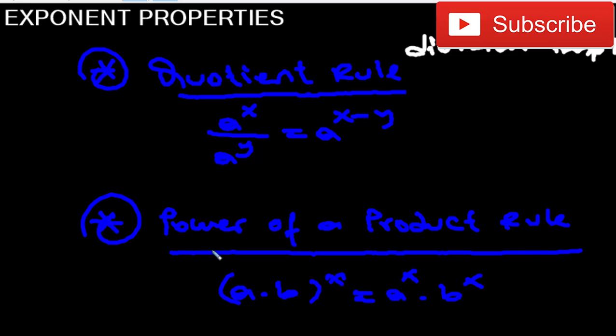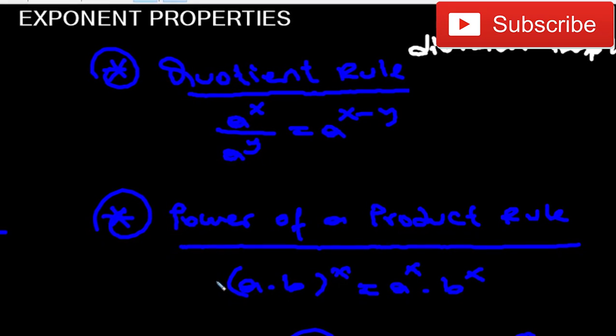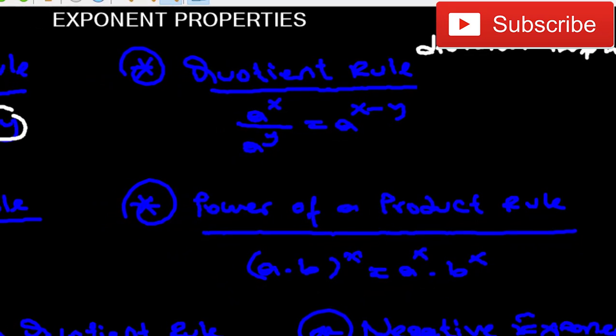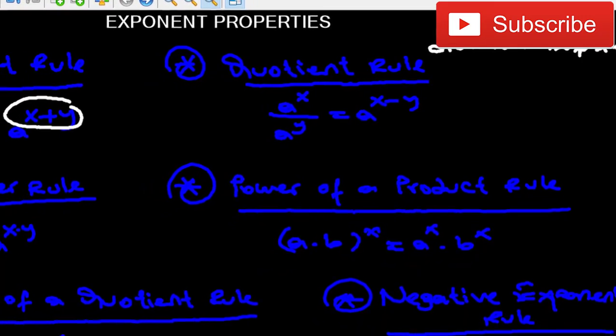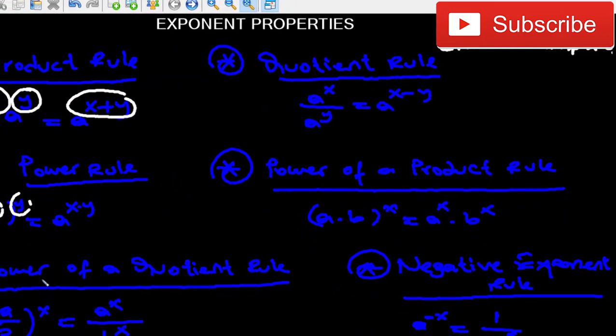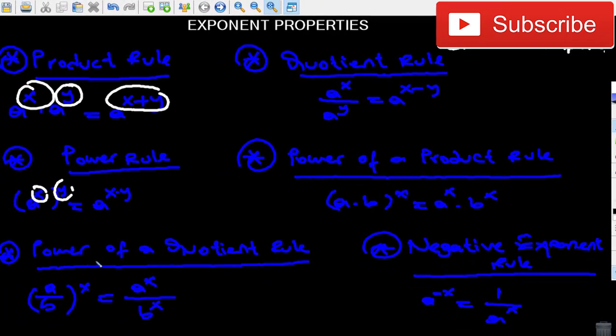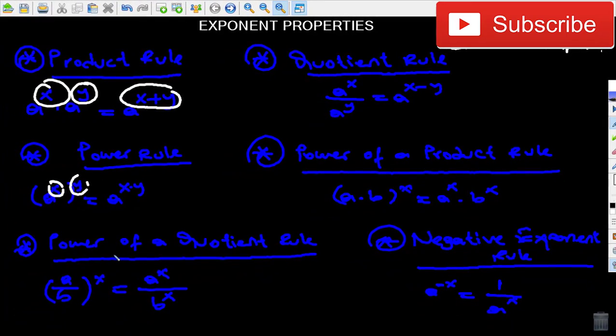In the next property we see the power of a quotient rule. Inside of this parentheses, what we see is two numbers being divided, and this result is raised to the same power, which is x. In this case, we're going to raise each term to the same power separately, and also division with division. So a over b in parentheses to the power of x is going to be equal to a to the power of x divided by b to the power of x.